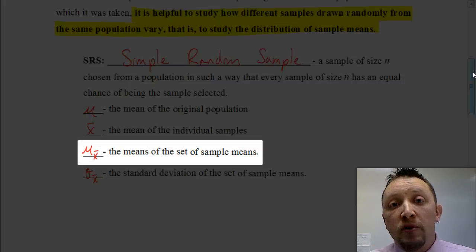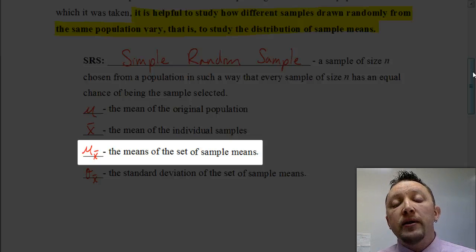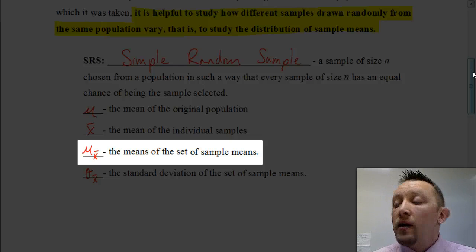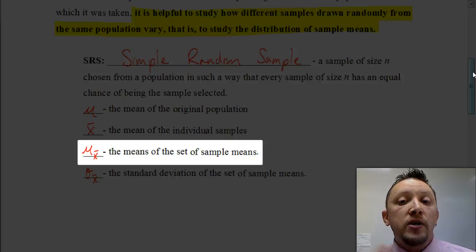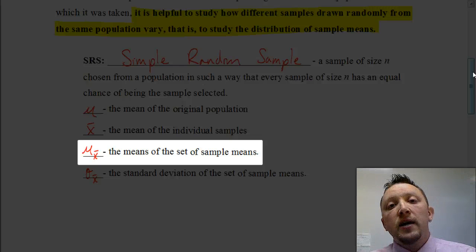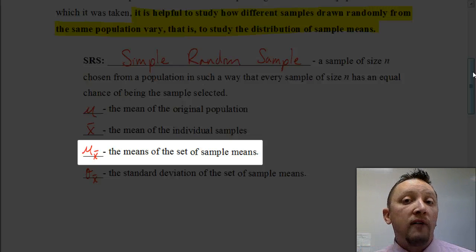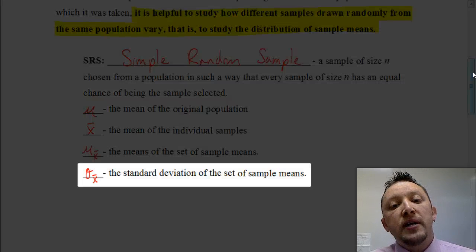Now let's say I owned a number of different factories. A company might come in and make a study on all of these different factories. The next symbol represents the mean, or the average, of the set of sample means. So take the mean from each factory. Or if we're studying a large population like the average weight of adult males, maybe we would do a study in every single state. That symbol would represent the average of each of those states combined. And the last symbol represents the standard deviation of the set of sample means.